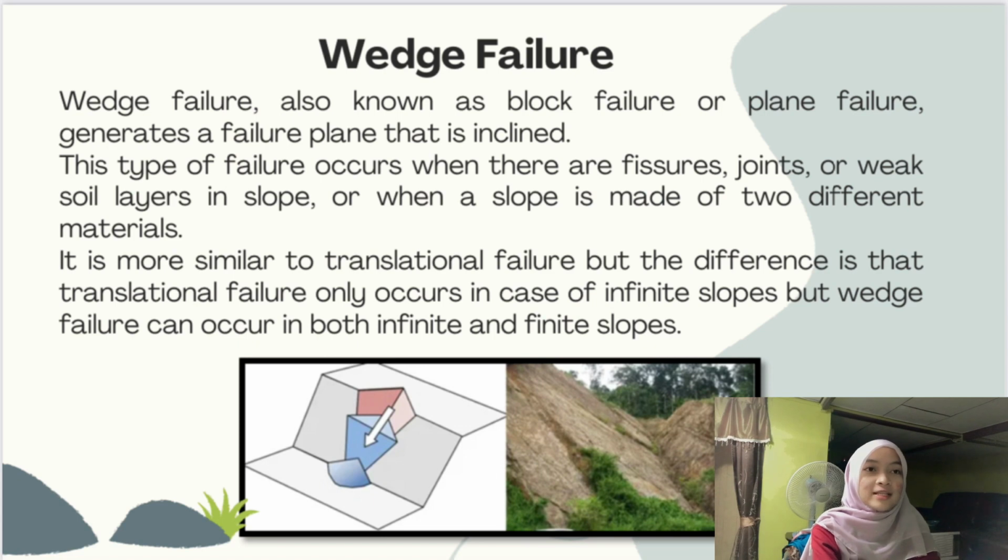Next is wedge failure. Wedge failure, also known as block failure or plane failure, generates a failure plane that is inclined. This type of failure occurs when there are fissures, joints, or weak soil layers in the slope, or when a slope is made of two different materials. It is similar to translation failure, but the difference is that translation failure only occurs in the case of infinite slopes, but wedge failure can occur in both finite and infinite slopes.